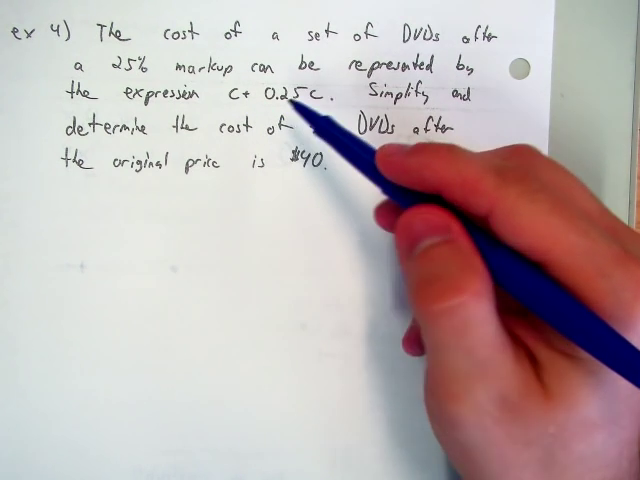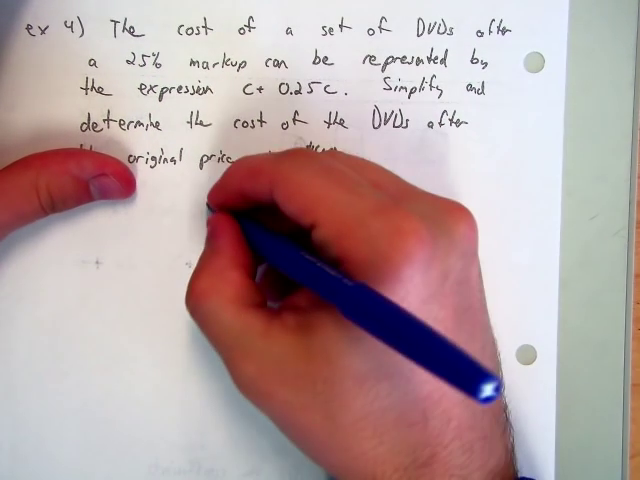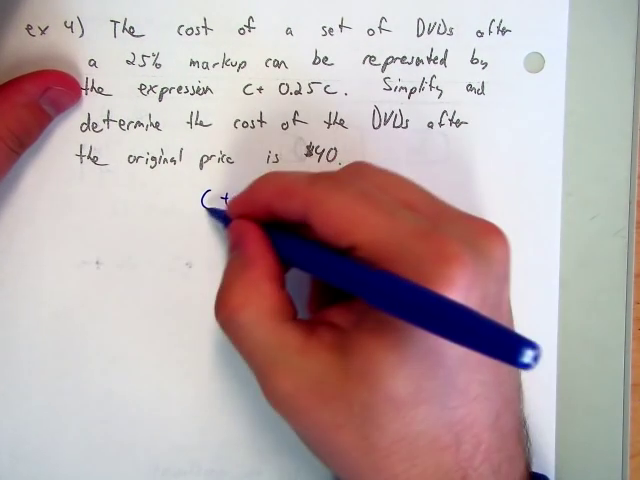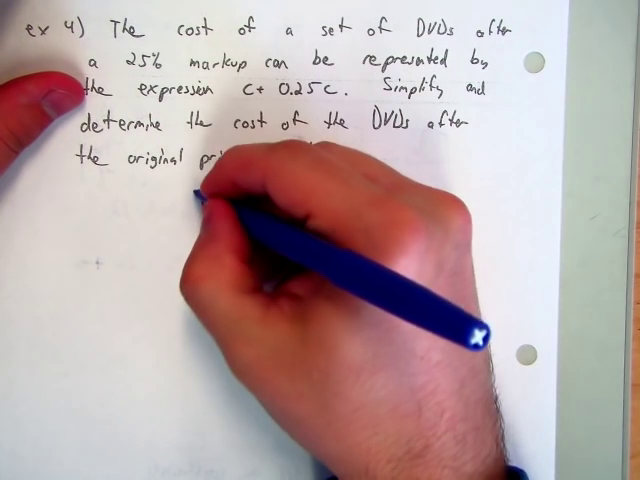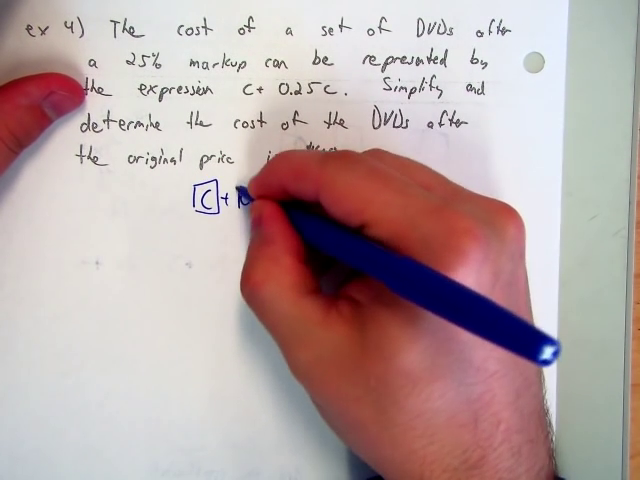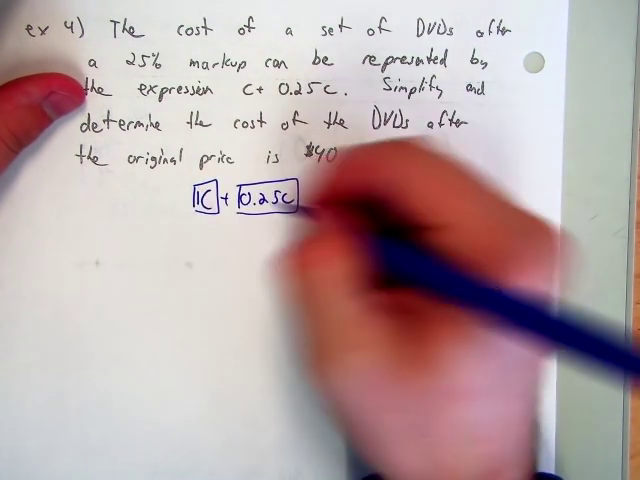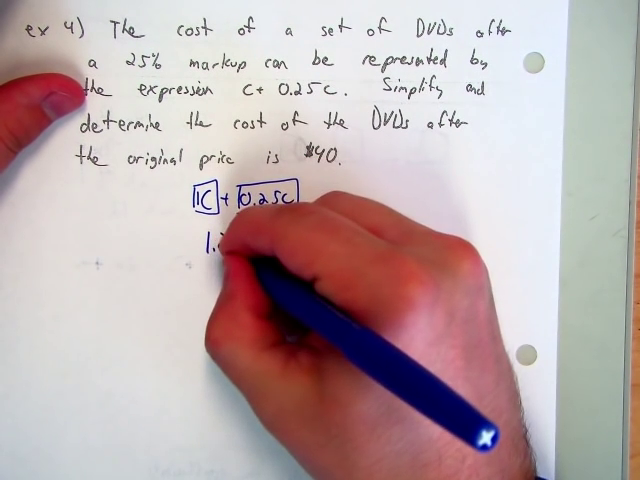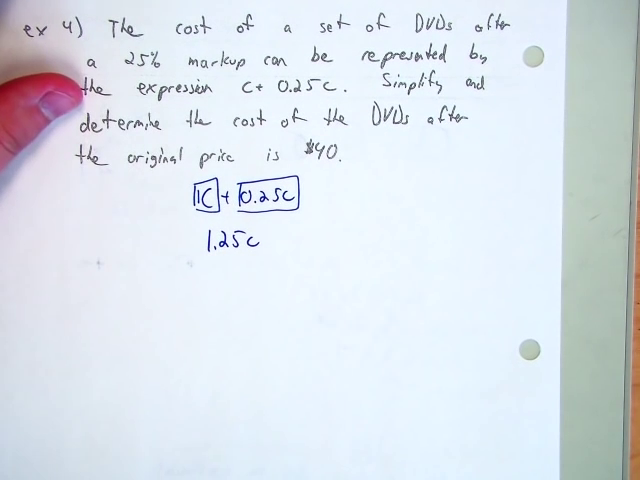So I have 1C plus 0.25C. This can be simplified. These are like terms. The coefficient here is really 1. So 1 plus 0.25 is 1.25C.